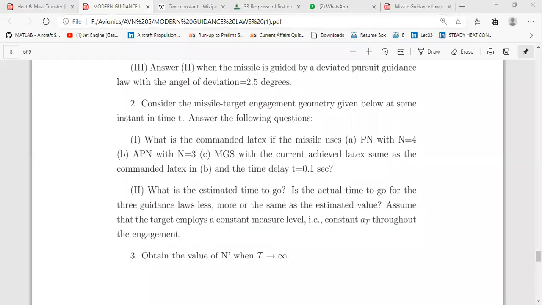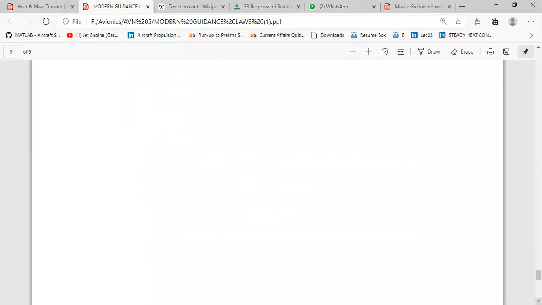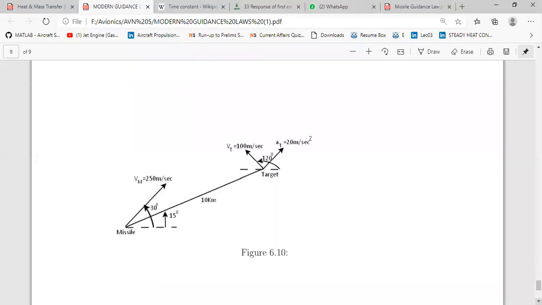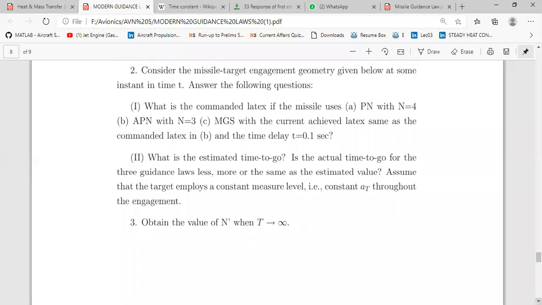Yes, sir. All right, so in the last lecture, avionics, we were solving the numerical based on the proportional navigation guidance systems and APN. So we use this numerical, and for proportional navigation, we have solved the numerical. That was your question number 2. What was the question here?